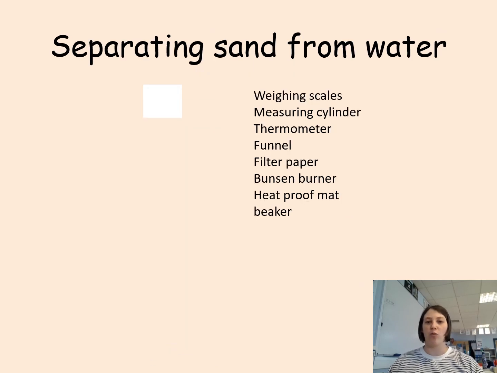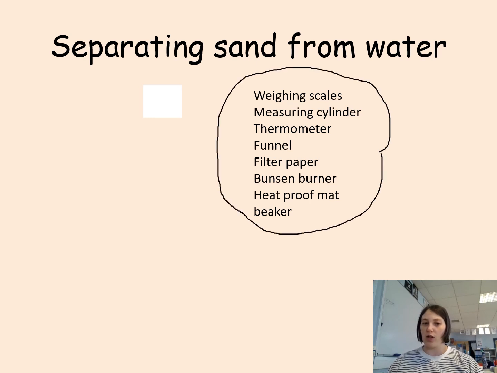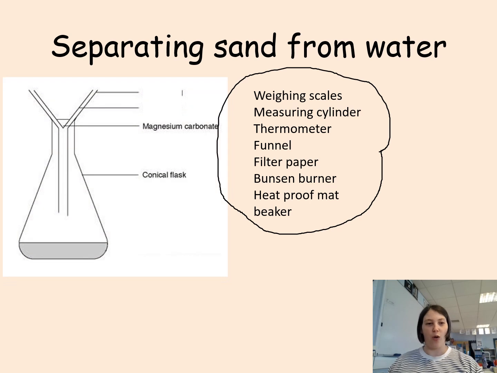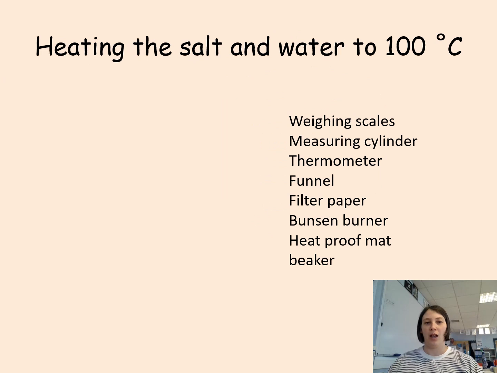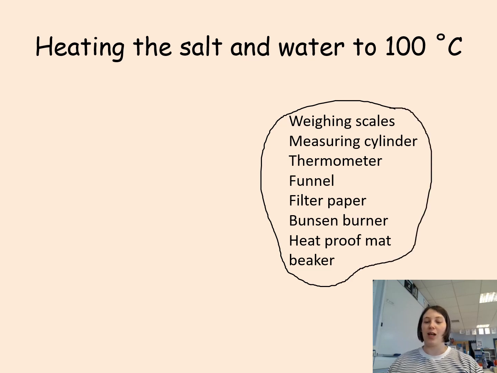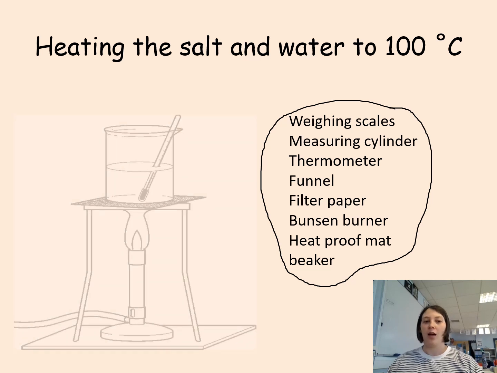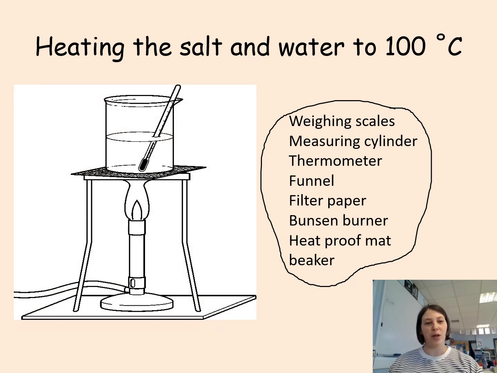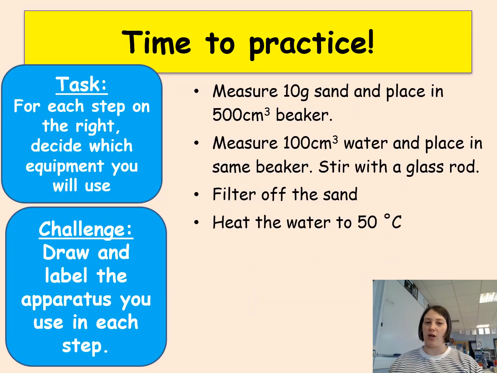Separating sand from water. Again, which one of these equipment would you use? Now for this one, it may be more than one. That's your clue. Well done, you should have got filter, funnel, and a conical flask. Next one, heating the salt and water to 100 degrees. Now again, which one of these bits of equipment would you use? Again, your clue, you may need to use more than one. That's right, tripod, Bunsen burner, gauze, beaker and thermometer.